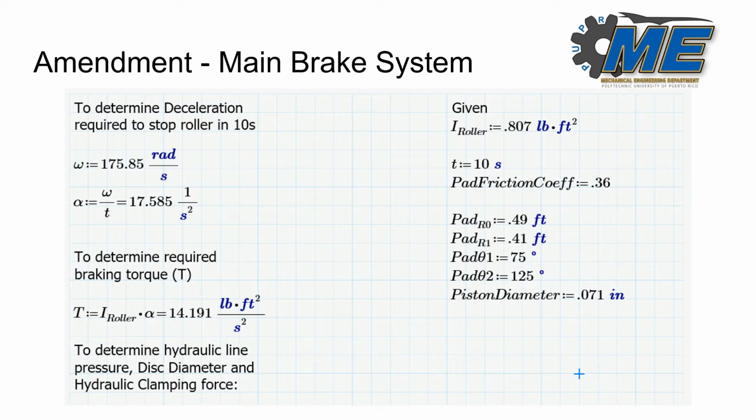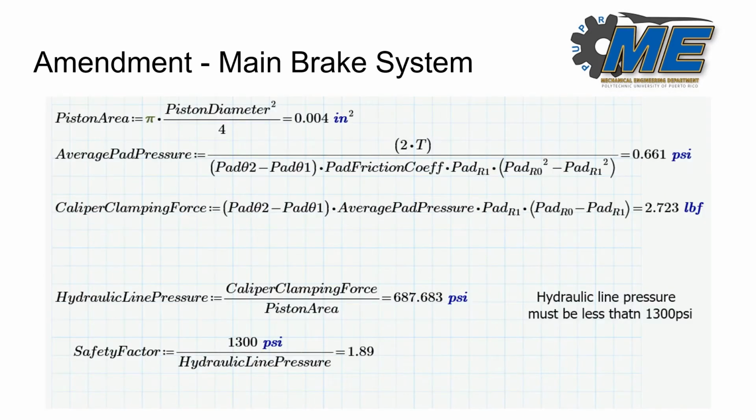This is because we're basically doing everything in scale, which is going to lower all the numbers. As you can see, using the same formulas we used in Phase C1 with the new numbers gives us a hydraulic line pressure of approximately 687.683 psi and a safety factor of around 1.89, which is well within the limit that we set at first in the MOPs.